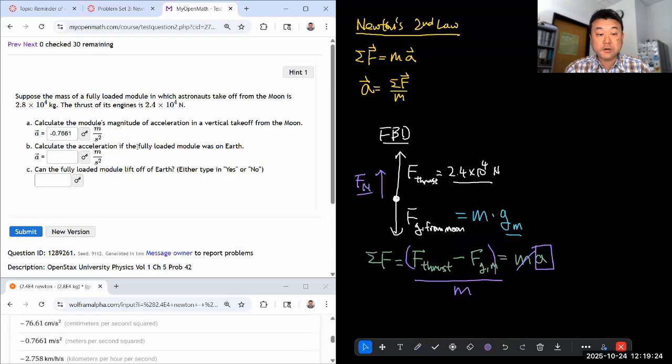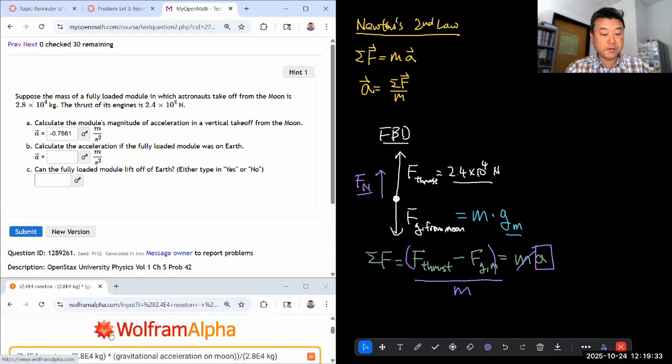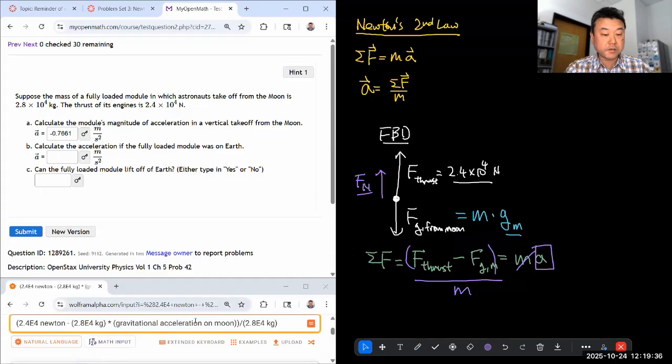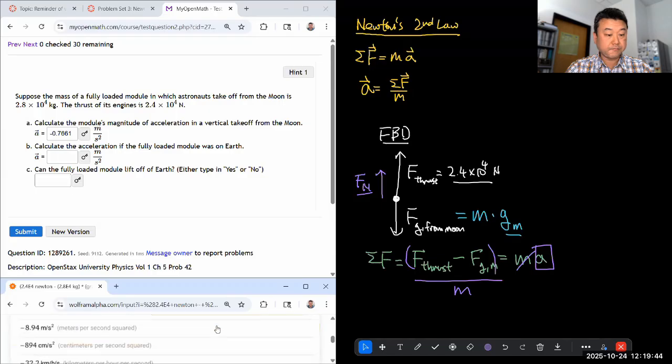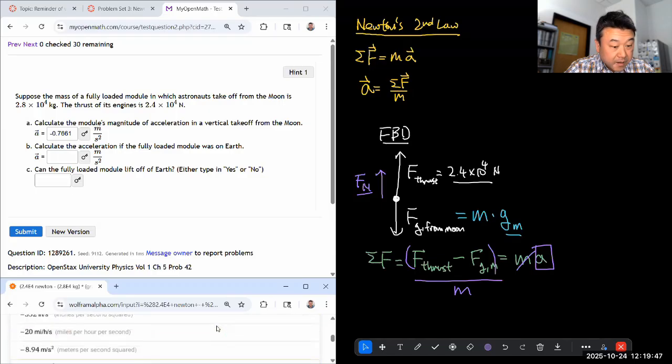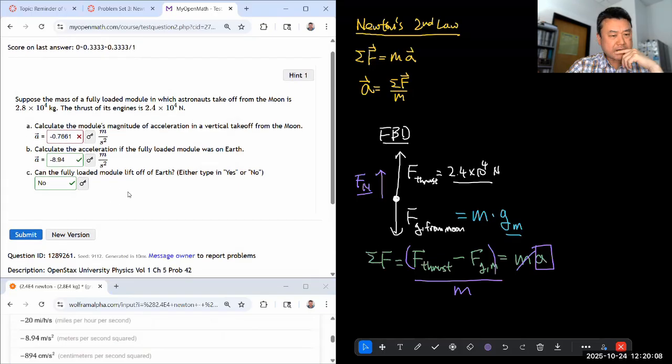So calculate the acceleration if the fully loaded module was on Earth. It's going to be even more negative. So instead of this being gravitational acceleration on the moon, it'll be gravitational acceleration on Earth, and it'll be even more negative. Yeah, minus 8.94. So can it lift off of Earth? No, it can't even lift off of the moon. Let me double check, because I don't think this answer's right.